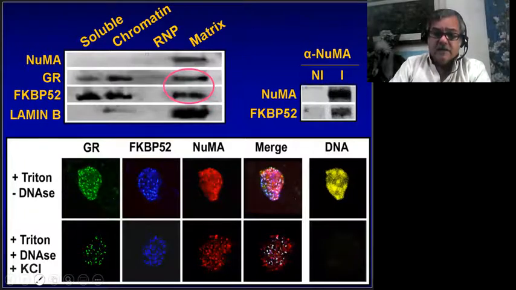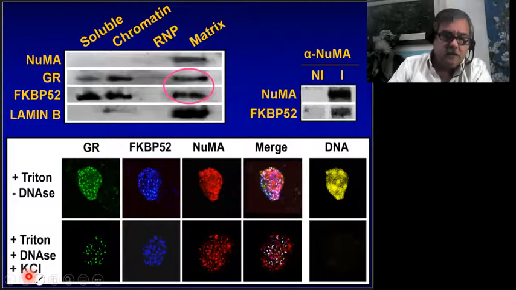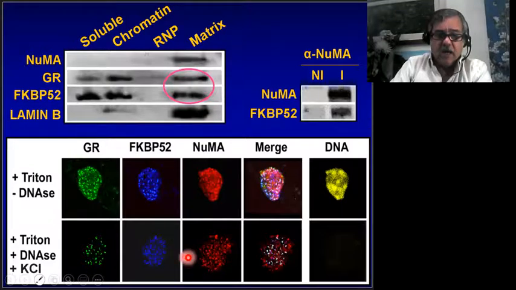In this case, cells were permeabilized with Triton, which makes the presence of nuclear speckles more visible. If this permeabilization is followed by a treatment with high ionic strength to disassemble nucleosomes, and chromatin is degraded by DNase, you can still see the true localization of FKBP52, GR, and NUMA in nuclear speckles.